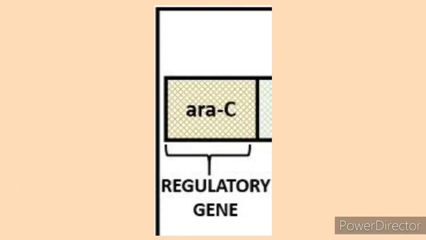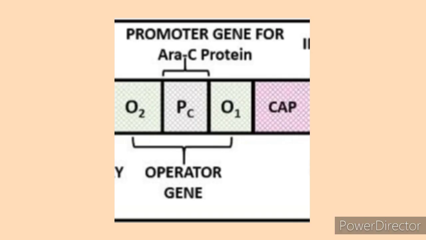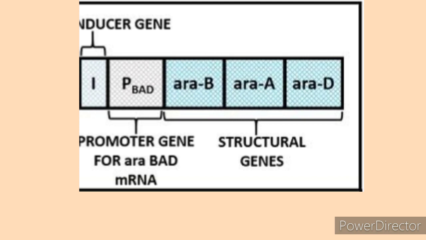The first part has the regulatory gene, which is the araC. The second region is composed of the control genes. The control genes are made up of araO2, araO1, and the araI inducer. And the last part is the structural genes, which involve araBAD, which stands for araB, araA, and araD. All these are structural genes.